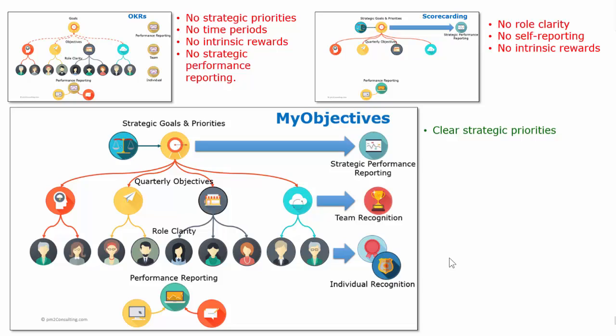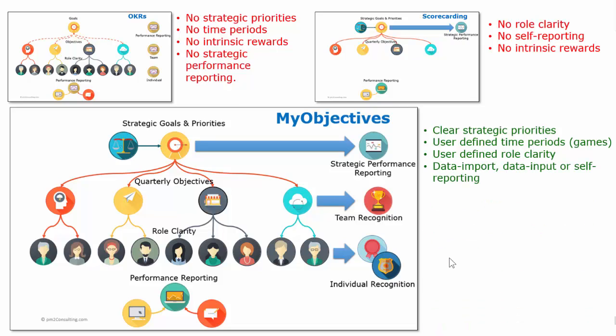Whereas MyObjectives, it gives you clear strategic priorities. It has user-defined time periods, or what we call games. It gives us defined role clarity. In fact, you can set up whatever role clarity framework you would like. It allows us to import data, if you'd like to, from existing systems. You can manually input the data if you would like, or you can self-report. It allows us to support the full richness of intrinsic rewards, the badges, awards, leaderboards.